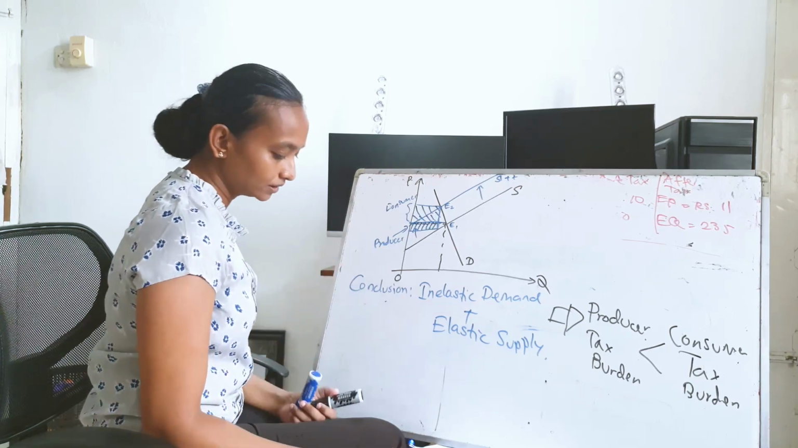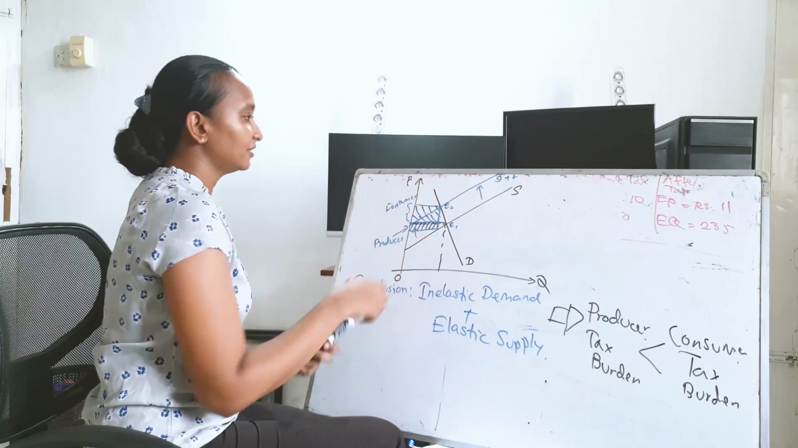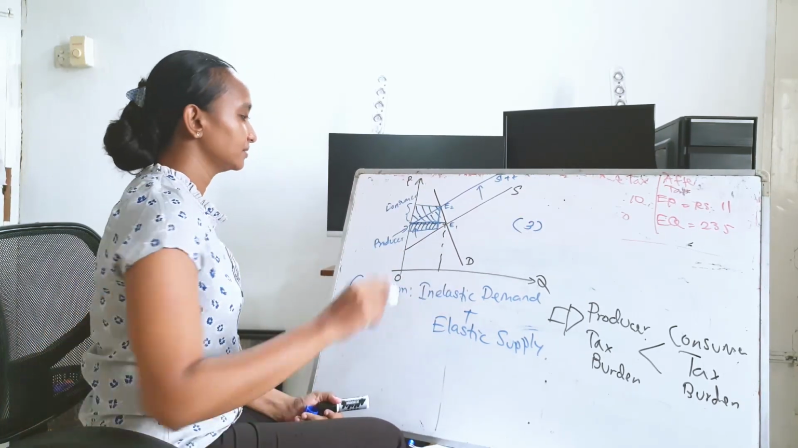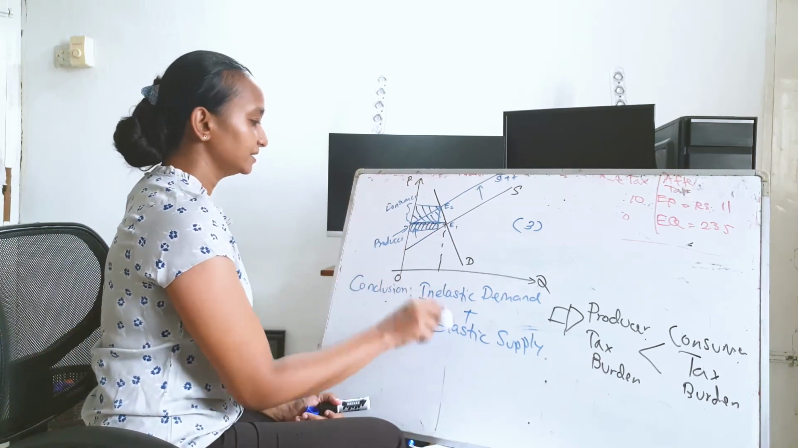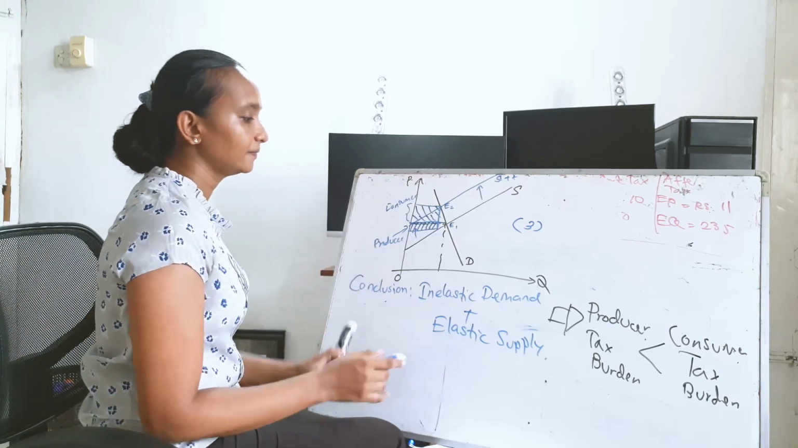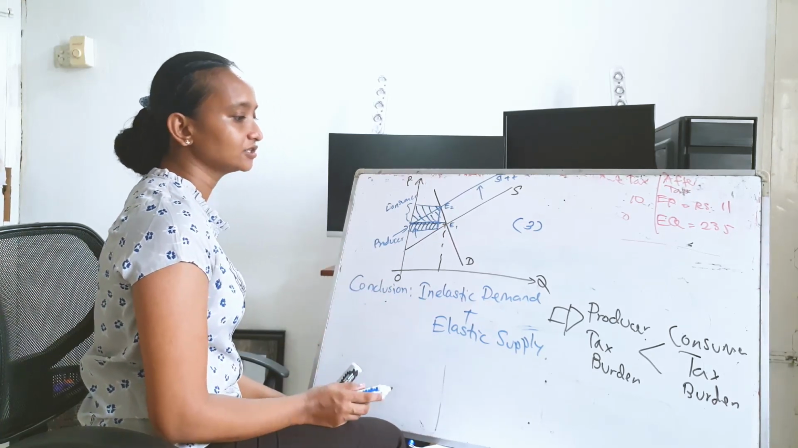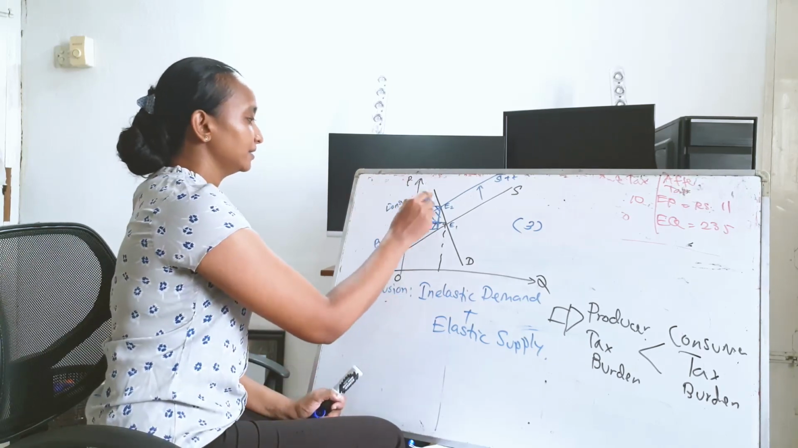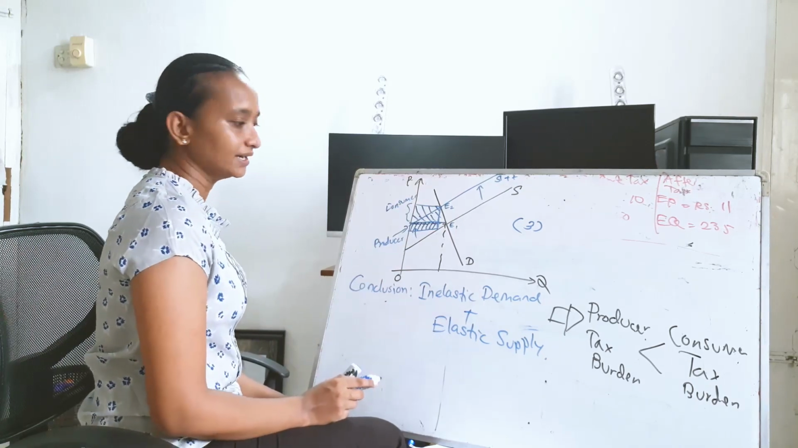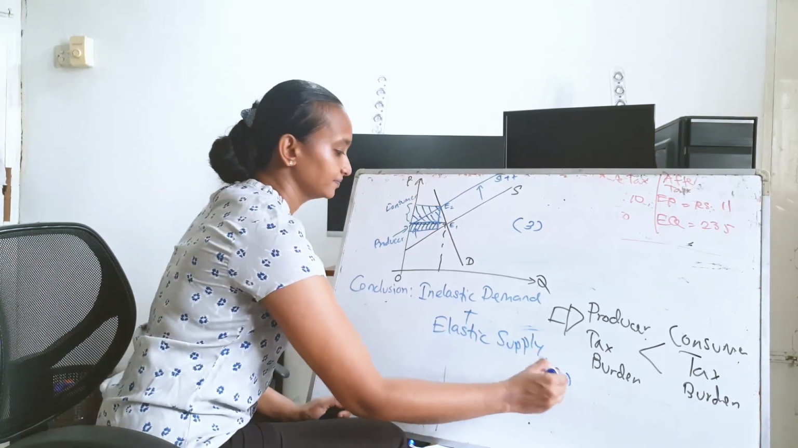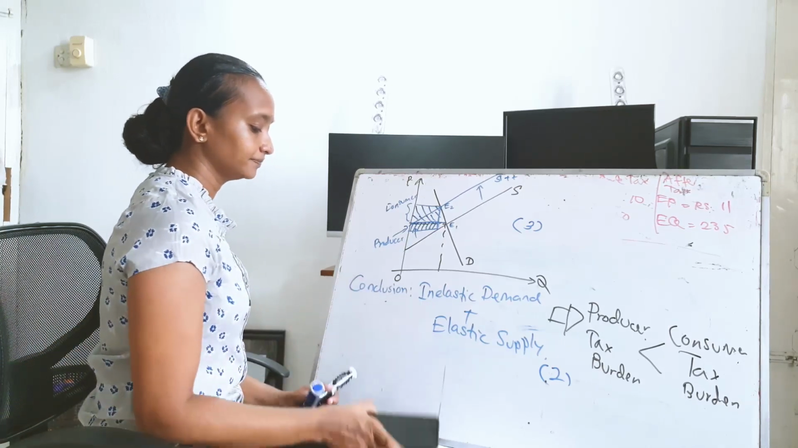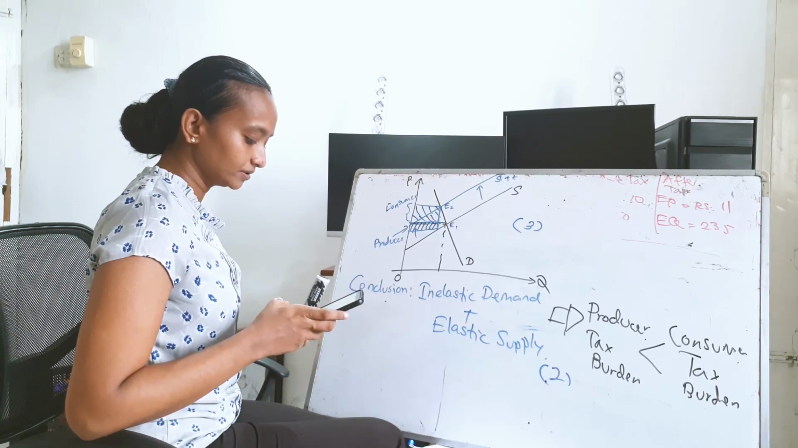Then you have to draw this graph. For this graph, 3 marks will be allocated, and for the description, when there is inelastic demand with elastic supply, the producer tax burden will be lesser than the consumer tax burden. You have to explain that using the diagram and specify the areas, and for that 2 marks will be allocated. Altogether 5 marks you can earn.